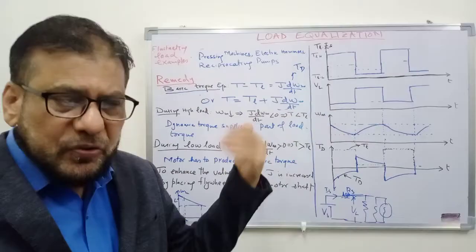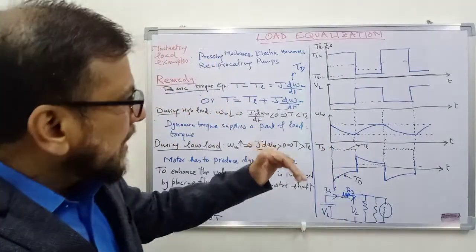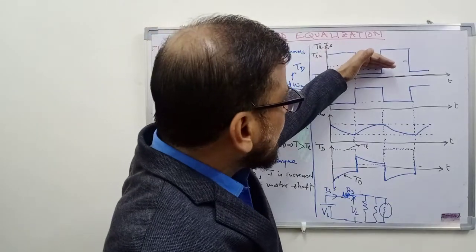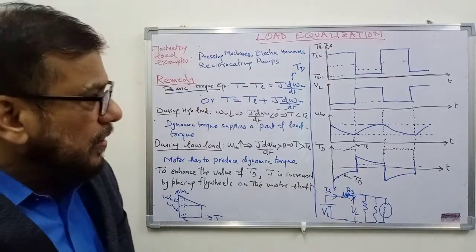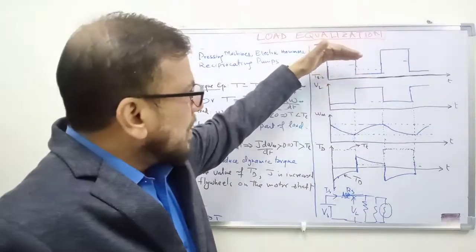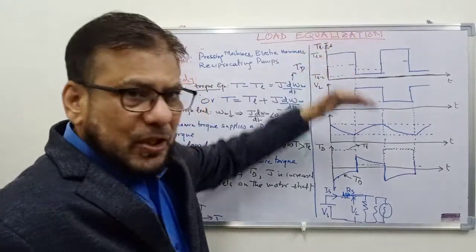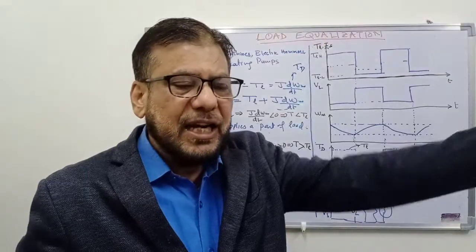The motor has to produce a higher torque than demanded by the load. So this means that during this interval, the torque produced by the motor will be higher than the load torque, and during the high load period, the torque produced by the motor will be less than the load torque, as this part will be supplied by the dynamic torque.